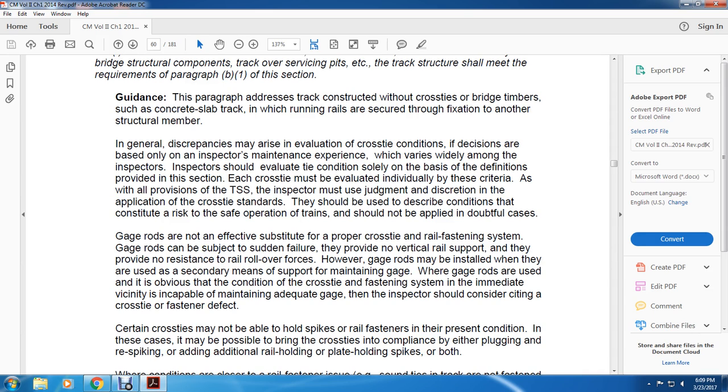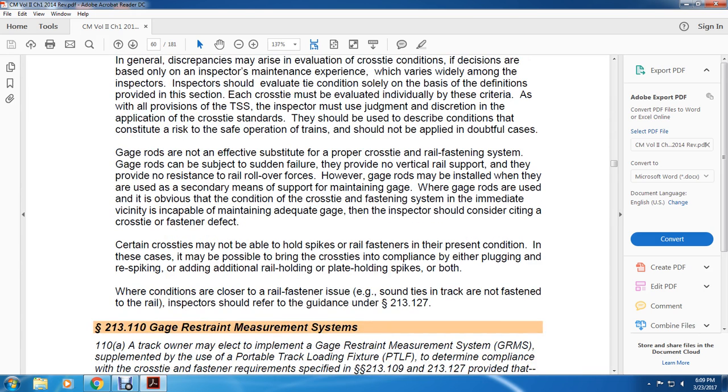As with all provisions of the track safety standard, the inspector must use judgment and discretion in the application of the cross-tie standard. They should be used with the description of the condition for the risk to safe operation of trains, and shall not be allowed to apply the double fault case. Gauge rods are not an effective substitute for the proper cross-tie and rail fastener system. The gauge rods can be subjected to sudden failure.